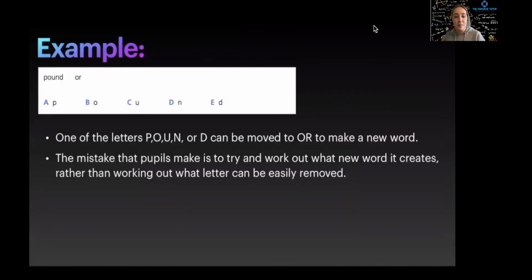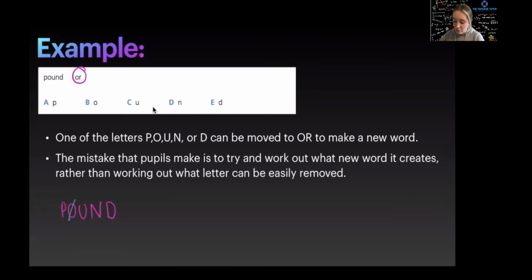One of the letters P, O, U, N or D needs to be moved into the word "or" to make a new word. The mistake that our pupils make is to try and work out what new word it creates, rather than working out what letter can be easily removed. We need to work out which one of these 5 letters we can take out and the leftover word still makes sense. So if we take out P, we're left with "ound", that's not a word.